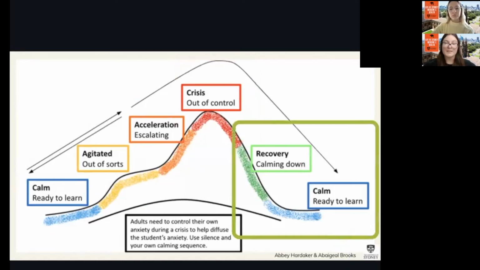Once the student begins to cool off back into the green recovery stage, you can begin implementing those strategies again and try to get them back into ready to learn. However, it's important to recognise that it can take hours to days for children to move out of the red stage, particularly if their home environment is fueling this behaviour and their stress levels.